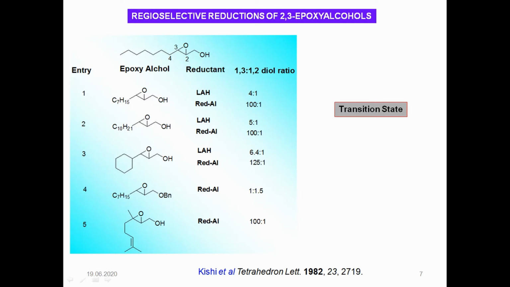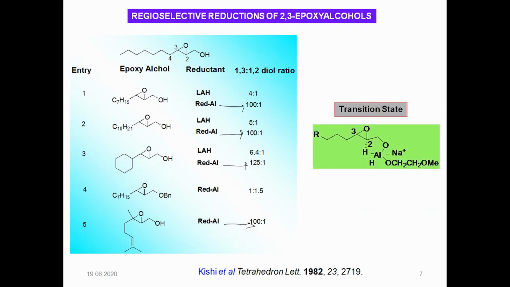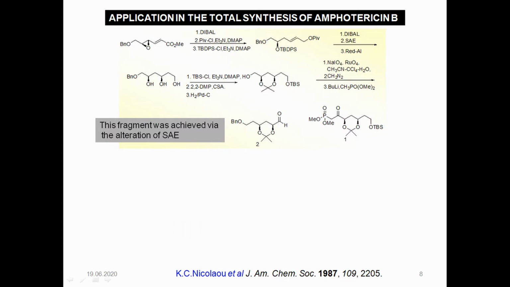You see here the Red-Al selectivity. With Red-Al you are getting the 1,3-diol at 100:1, 125:1, 100:1. This is the transition state. The hydride attacks at the second position, then you get the 1,3-diol compound. This is the methodology developed by Kishi, and it was used by Nicolaou for synthesis of this 1,3-polyol moiety.